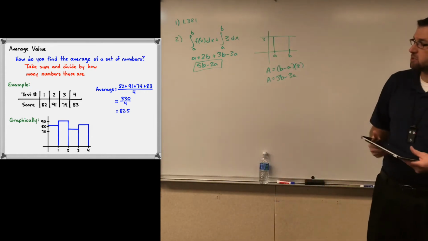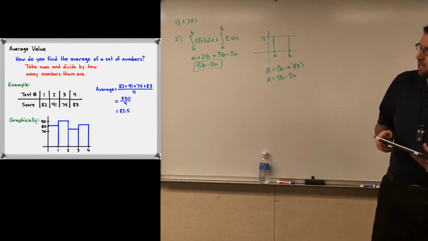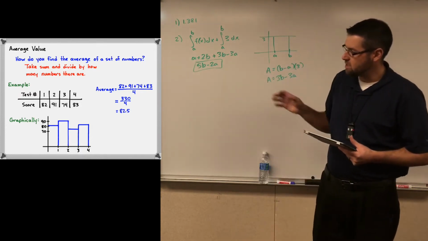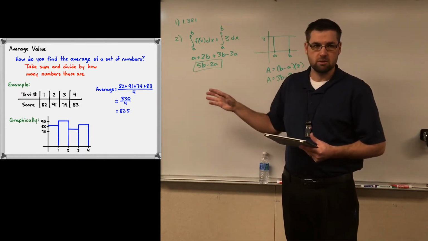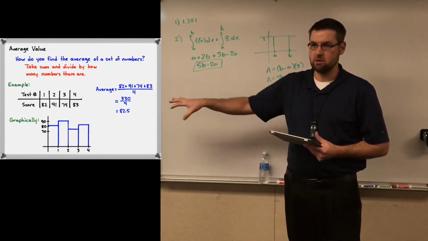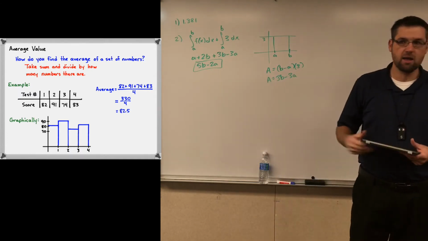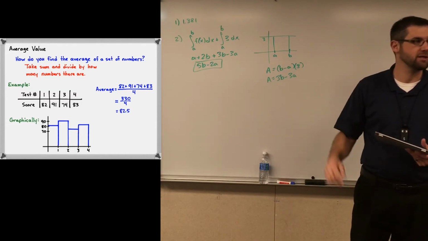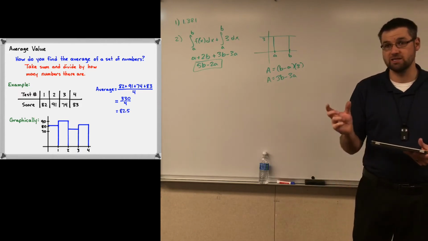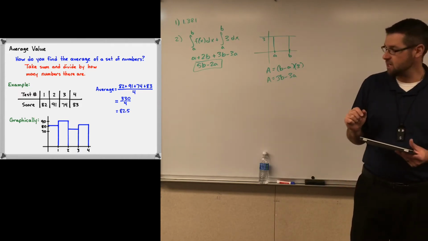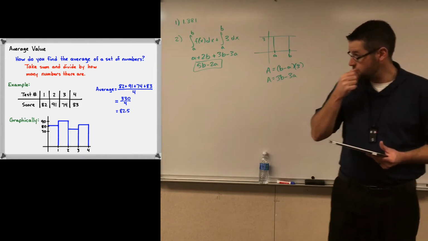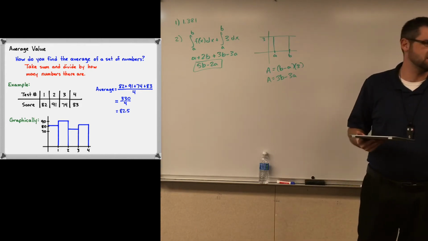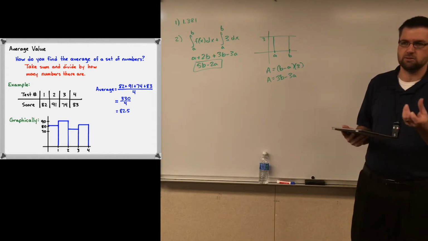Rectangular approximations. Okay. So when I take the sum of the scores, what is that equivalent to in terms of the graph? It's the area under the curve. Why? Because how wide is each rectangle? 1. So what is the area of the first rectangle? 82, because it's 1 times 82. What's the area of the second rectangle? 91. What's the area of the third rectangle? And the fourth rectangle? The reason those are just the same as the values is because the width of each rectangle is 1.